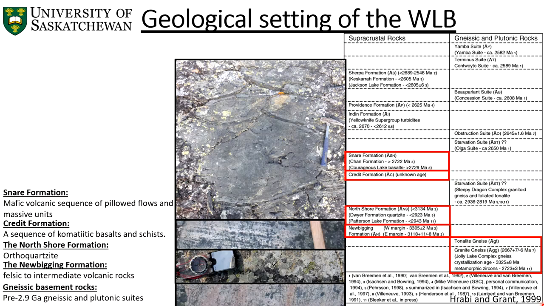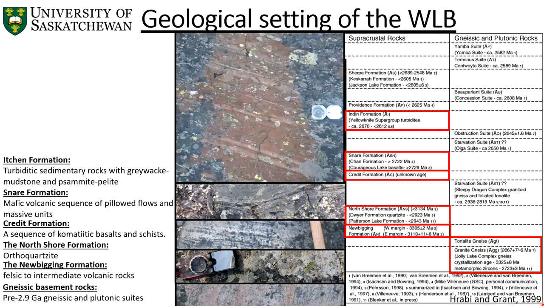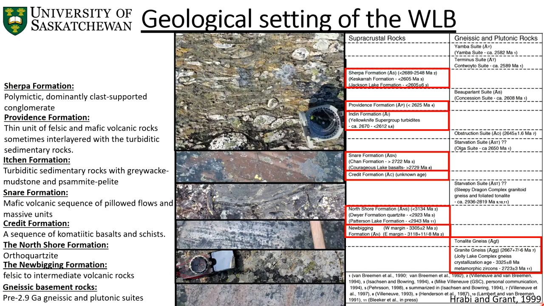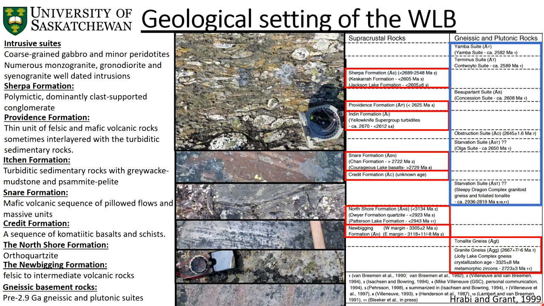We have the Snare Formation, consisting of a mafic volcanic sequence of pillow flows and massive units. Then we have the turbiditic sedimentary rocks, the Archean Formation, and then the Providence Formation, which is a very local thin unit of felsic and mafic volcanic rocks. We have the Sherpa Formation, a polymictic conglomerate, and intrusive suites that intrude the supracrustal rocks and basement.